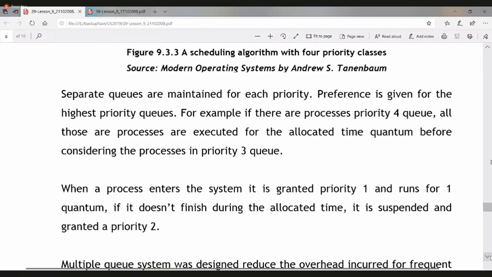When a process enters the system, it is granted priority 1. So initially you grant priority 1 and it runs for 1 quantum. If it doesn't finish during the allocated time, it is suspended and granted priority 2. That's the idea. Initially you give priority 1, and once it has executed and blocked, you give priority 2 because it gets a higher chance to finish, rather than new ones.